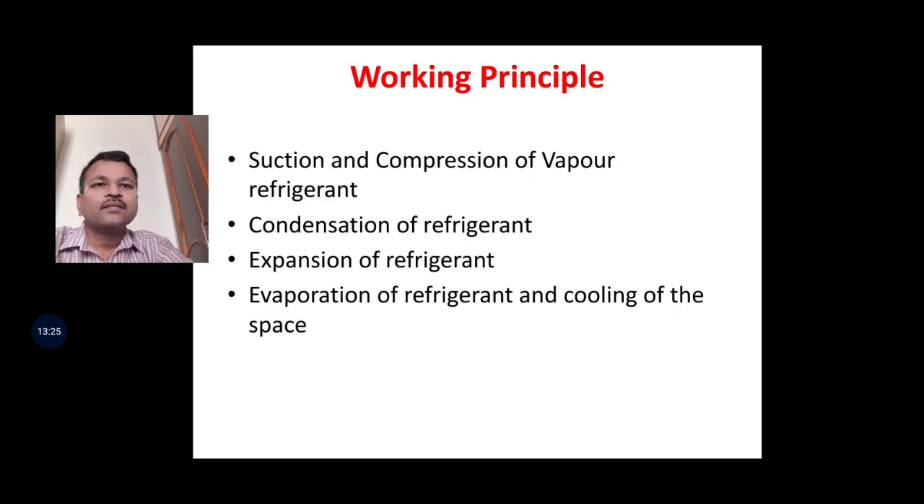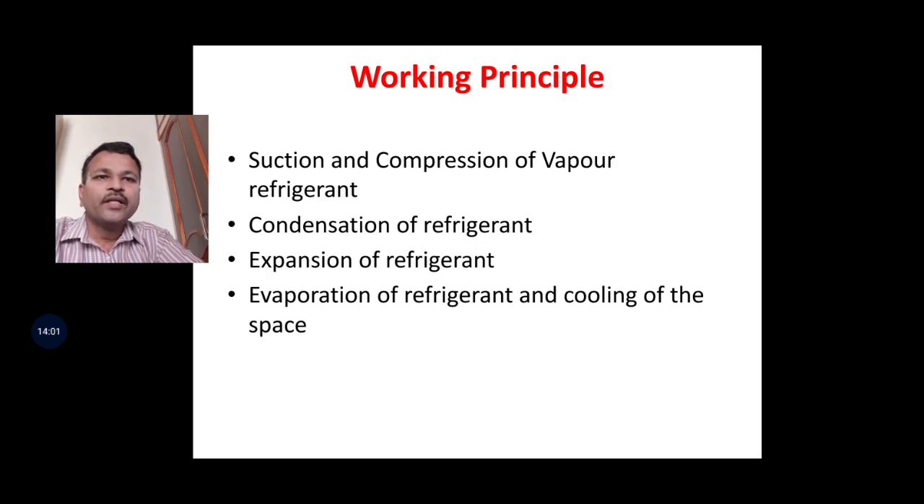Next, the working principle. The working principle consists of suction and compression of vapor refrigerant, condensation of vapor refrigerant, expansion of refrigerant, evaporation of refrigerant and cooling of the space. These are the 4 stages in which the vapor compression refrigeration system takes place. First, suction and compression of the vapor refrigerant. What is suction? That is the vapor refrigerant coming from the evaporator to the compressor. That is called suction.